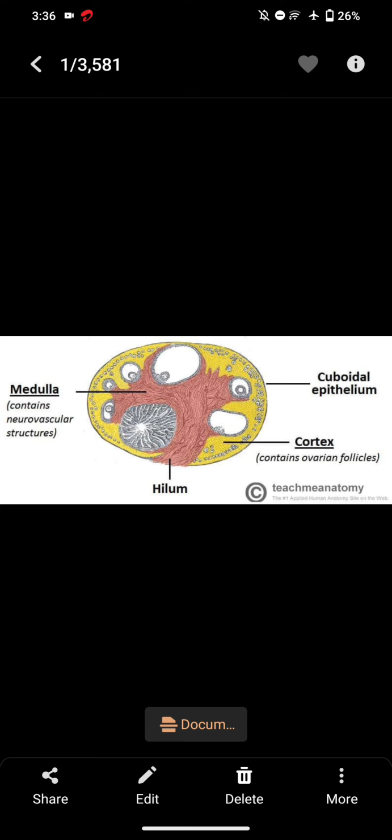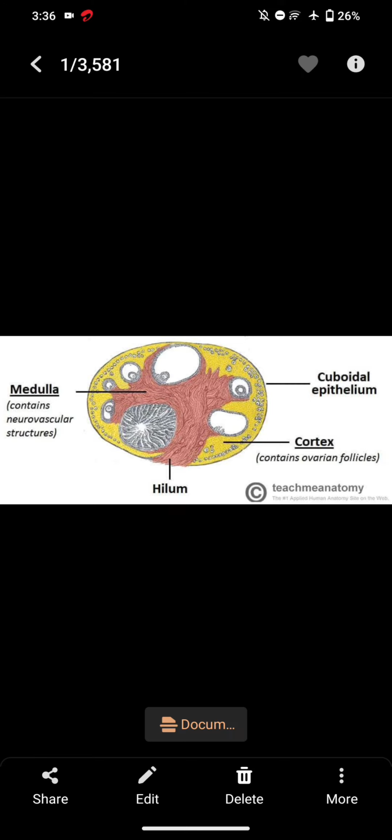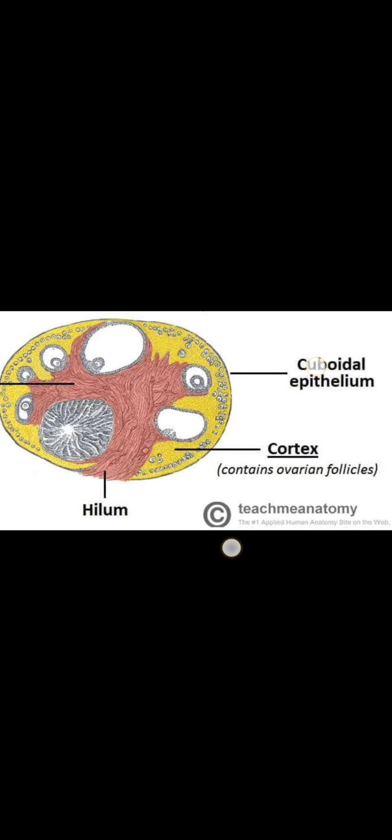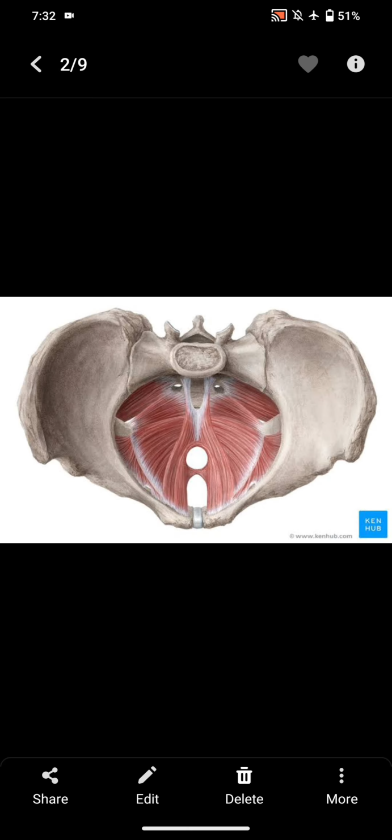So these are the two parts in the ovary, medulla and cortex. Medulla contains neurovascular structures. In cortex, it contains ovarian follicles. Let's see the other structures related to our female reproductive organs, which are pelvic floor, pelvic cellular tissue, and pelvic peritoneum. These are some of the related structures in the female internal reproductive system.